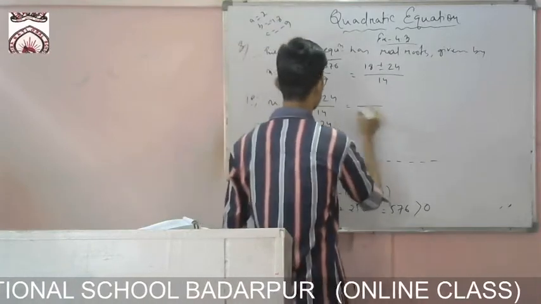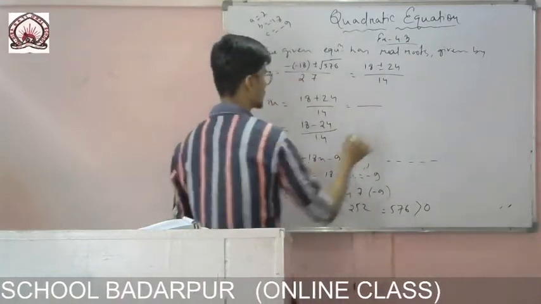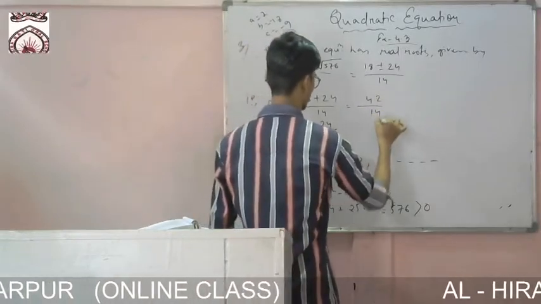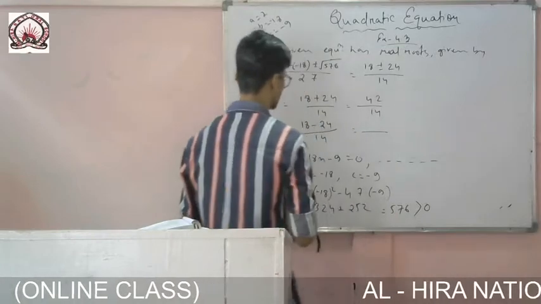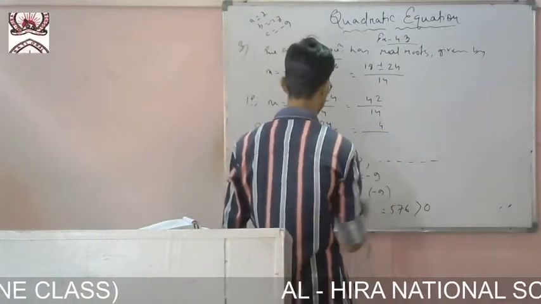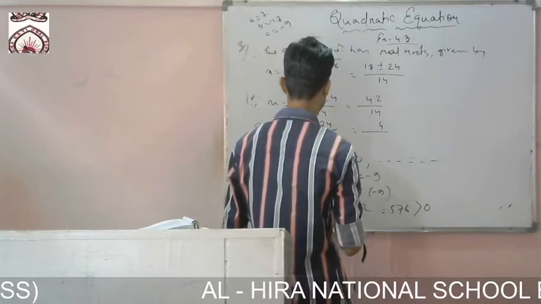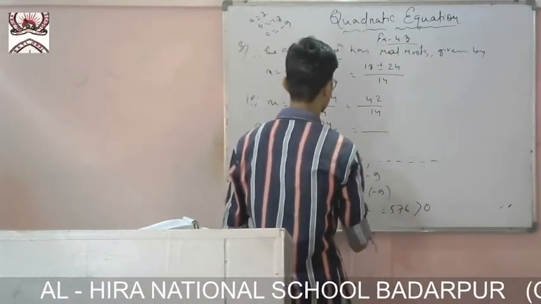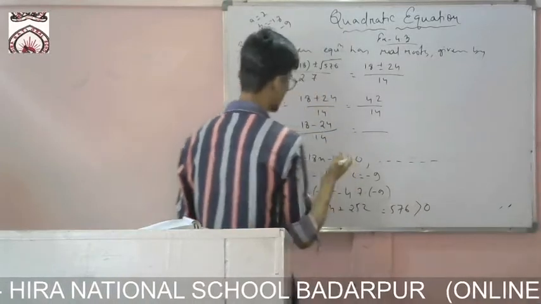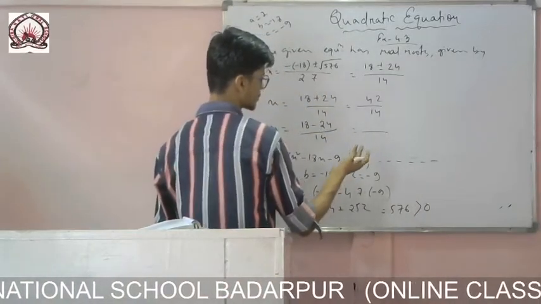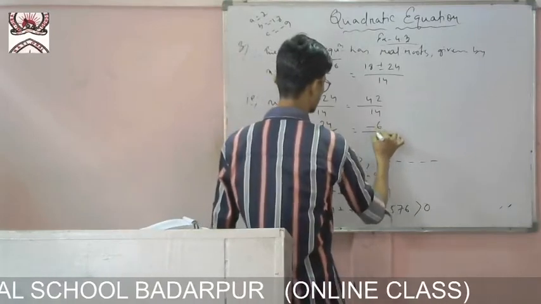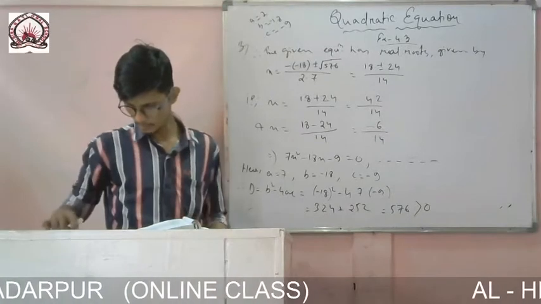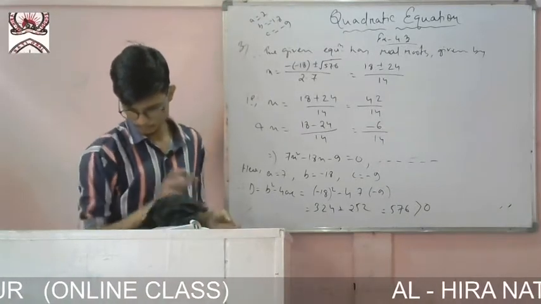So 18 plus 24 is 42, and here it will be 18 minus 24. Sorry, it will be negative, minus 6 by 14. So one is coming 42 by 14 and another one is coming minus 6 by 14.